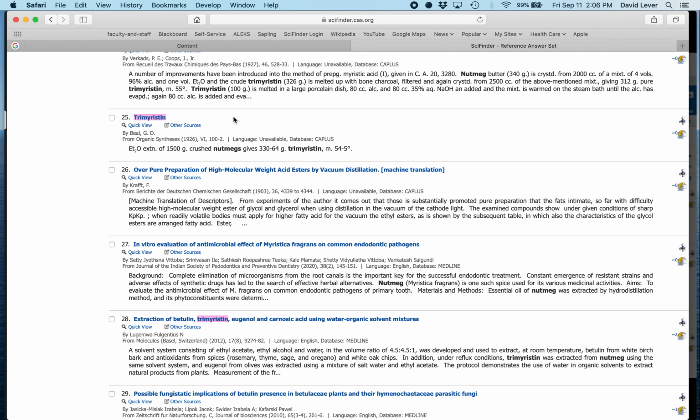They have a series of collective volumes, and then they have individual volumes. In there, you'll notice that it says ether, diethyl ether in this case, extraction of 1,500 grams of crushed nutmegs gives between 330 and 364 grams of trimyristin, and they give a melting point, 54 to 55 degrees. That's probably pretty reliable. You could take the mass of trimyristin, that range from 330 to 364 grams, and divide through by 1500 and get the percentage.